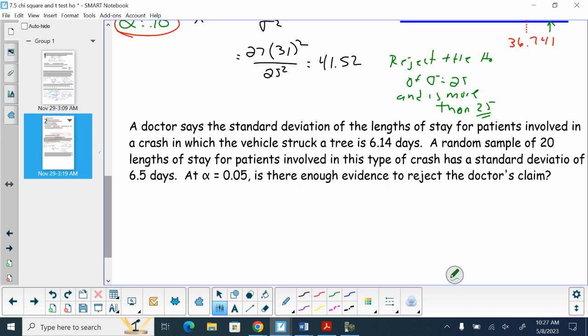A doctor says the standard deviation of length of stays for patients involved in a crash where the vehicle struck a tree is 6.14 days. In a random sample of 20, the standard deviation of length of stay is 6.5. At alpha 0.05, reject the doctor's claim or not?